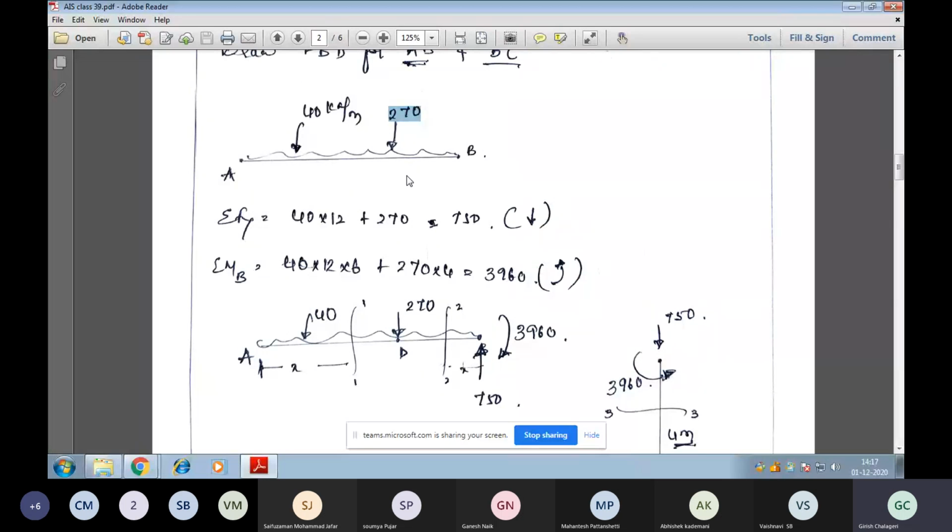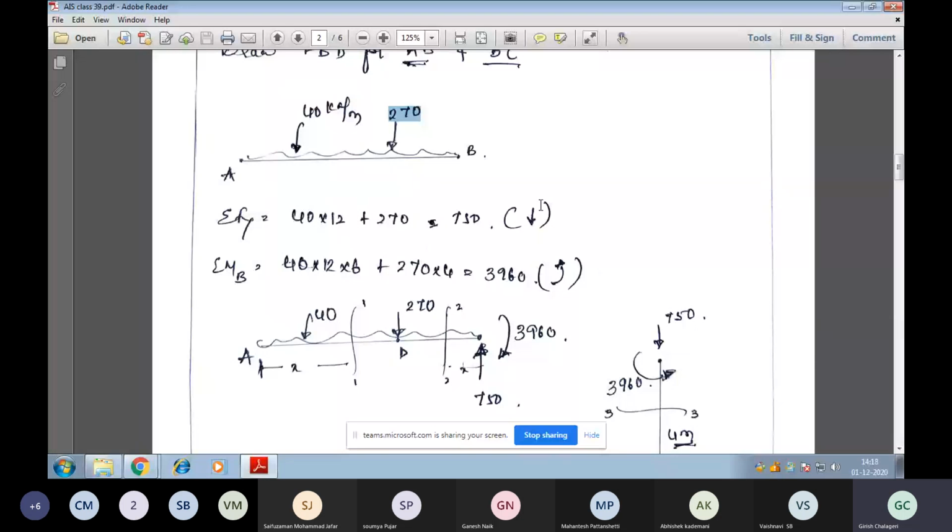In a similar fashion, what could be the moment at B here? Again, you should know that. Moment at B will be 40 into 12 into 6 plus 270 into 4. So the total moment acting anti-clockwise at the B joint will be 40 into 12 into 6 plus 270 into 4. We get 3,960 kilonewton meter moment at the B joint in the anti-clockwise direction.